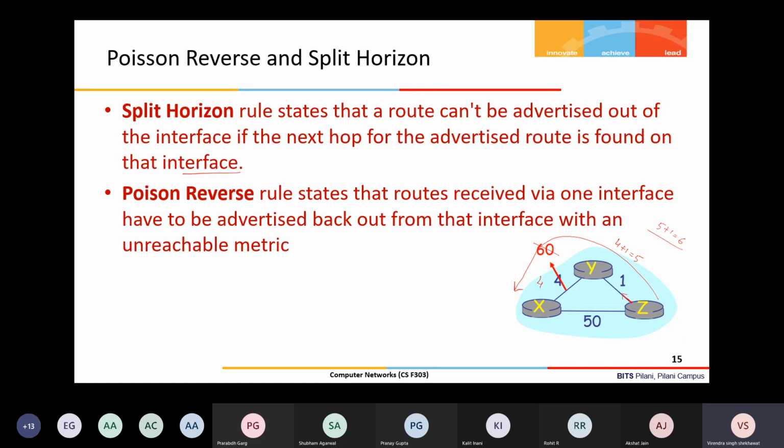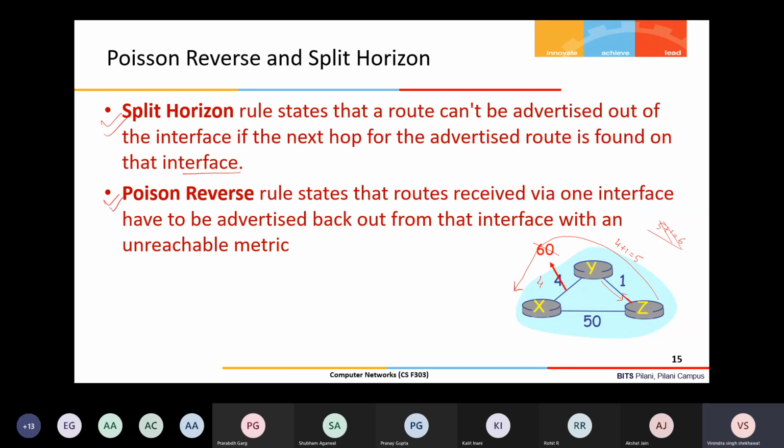Z is not supposed to advertise back to Y, because Z learned this route to X from Y only, on this interface. After learning this, it should not re-advertise this route back to the same interface from where it learned. If it is not giving this back to Y, then definitely Y will not choose it. Y doesn't have any clue that there is a route available via Z also to X, and Y will simply use the 60 only, and then the algorithm will converge. That is the split horizon.